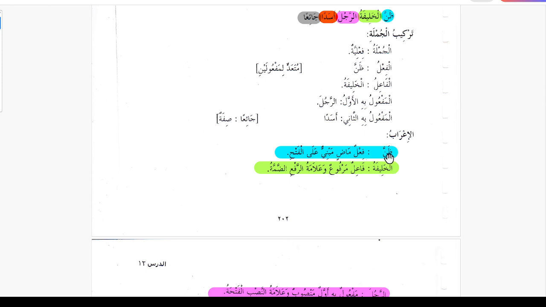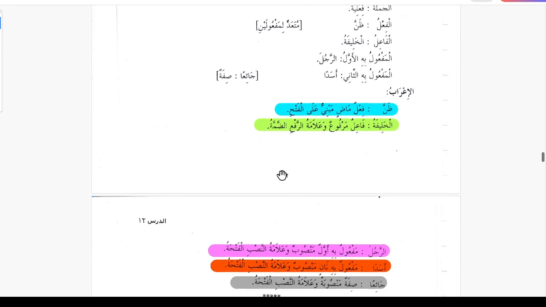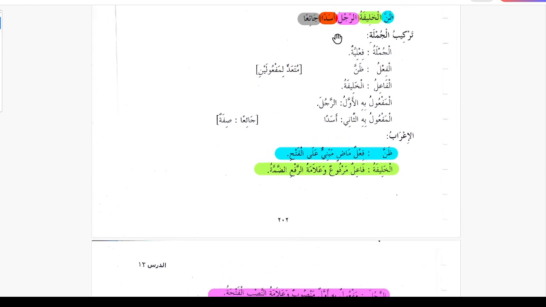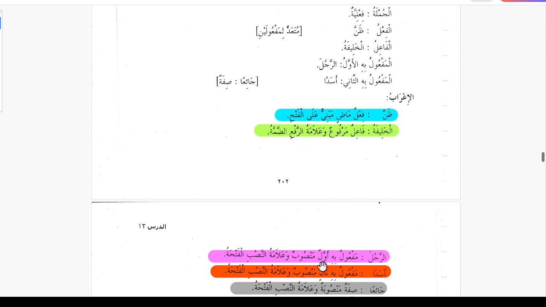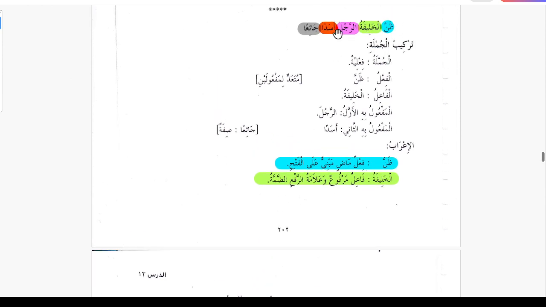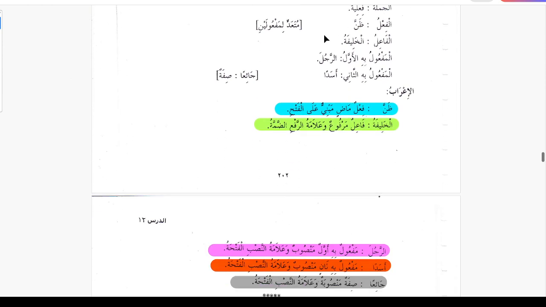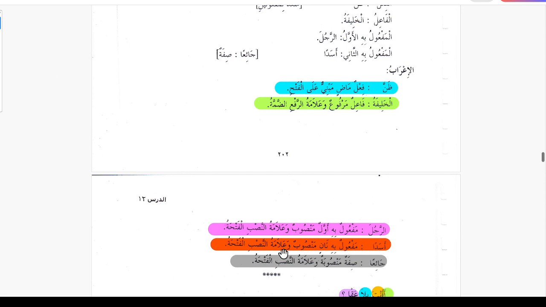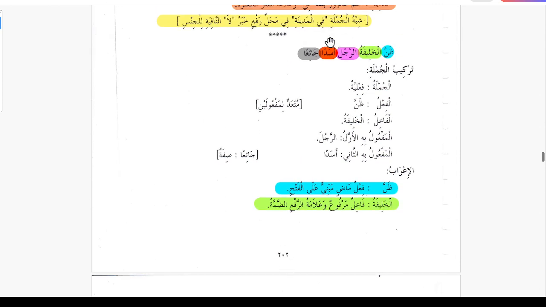So here are the i'rab. Zanna is fa'ilu madin mabniyun alal fathi. Al khalifatu is fa'ilun marfoon, wa alamatu rafi ad-damma. Ar-rajula is the first maful bihi, maful bihi awwalun mansubun wa alamatun nasbi al-fatha. And then asadan is the maful bihi sani mansubun wa alamatun nasbi al-fatha. And jaiyan is sifa mansubatun wa alamatun nasbi al-fatha, and jaiyan is a sifa for asadan, that is why it is carrying the same i'rab.